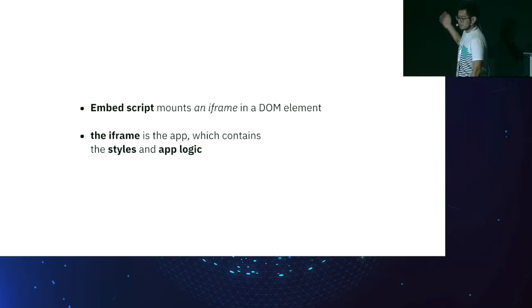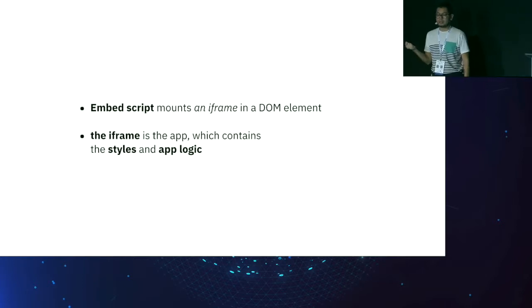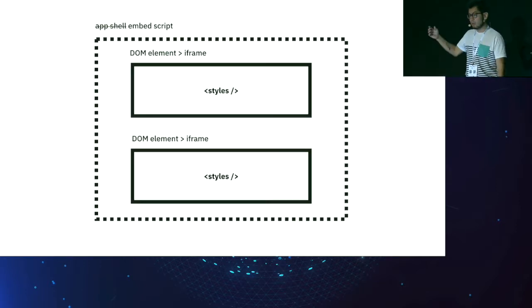And it was as simple as this. I have my embedded script that will just load an iframe into the selected DOM element, and the iframe will be the application itself. Sounds kind of boring, but that's the way it works. And it worked. Instead of having the app shell, we will have just the embedded script. We just mount two iframes.